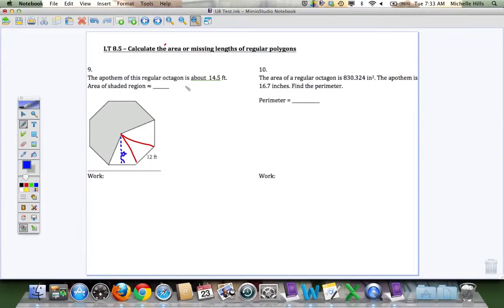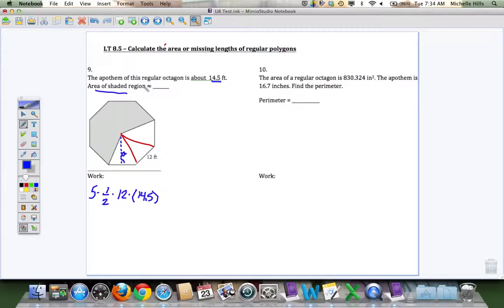And so they tell me the apothem is about 14.5 feet. And then I need to know the side, the base of that triangle, which is 12 feet. So one of those triangles will be 1/2 times the base, which is 12 feet, times the apothem, which is 14.5 feet. Now, the area of this entire shape, there are 8 sides, it's an octagon, but it says just of the shaded region, so there would be 5 triangles with this area.